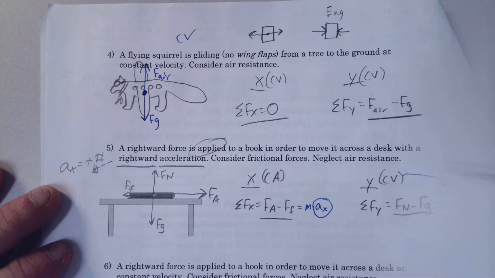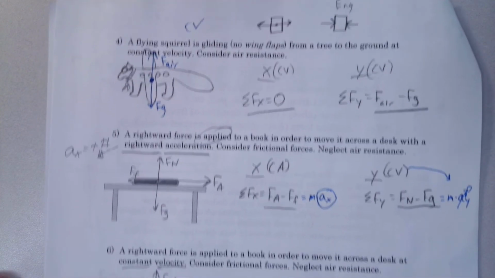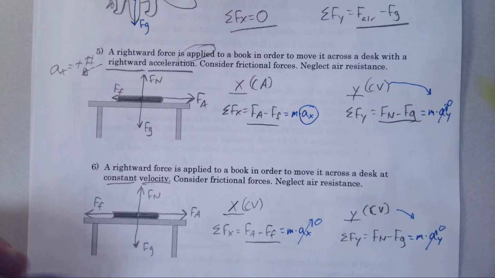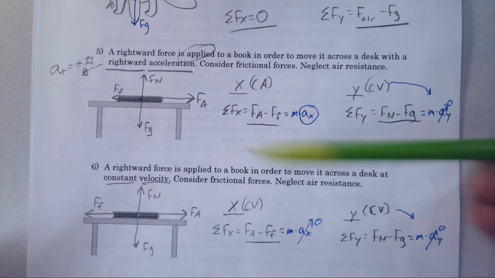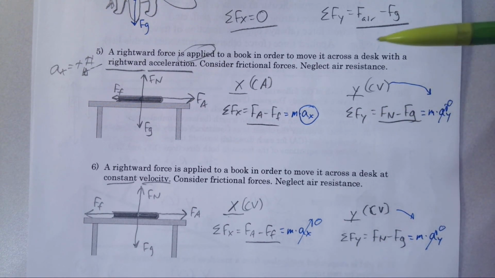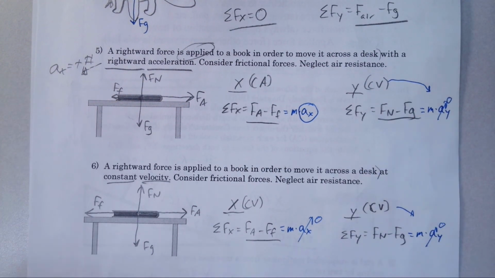But we're going to look at number 5 and number 6 here. Number 5 and number 6 are very similar to each other, and I already have everything written. We're just going to look through this. It says, a rightward force is applied to a book in order to move it across a desk. Both of those say that exact same thing. This is basically the same from there to there.